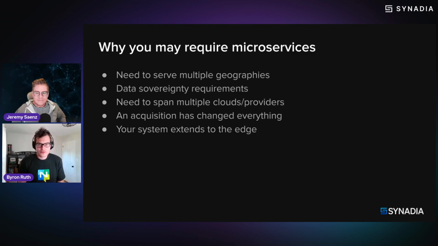You need to satisfy multiple geographies. You need to serve different data sovereignty requirements. You need to span multiple providers or clouds. Different cloud providers have different offerings, so maybe you need to co-locate some services near a specialized offering in AWS or GCP. Another one that always happens: acquisition has changed everything. You were acquired or you acquired someone, and now your system is spread across multiple providers and multiple regions. And naturally, a big emphasis on our part is how you enable systems to extend to the edge.